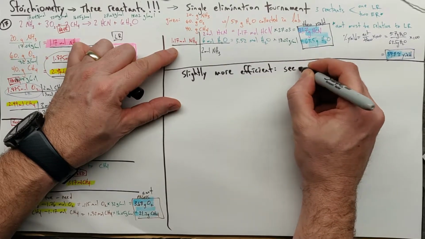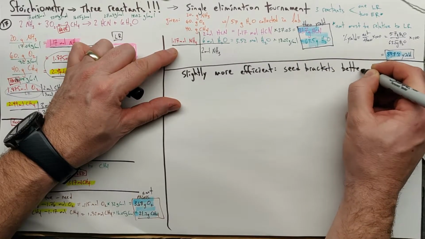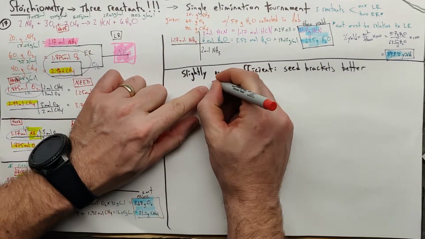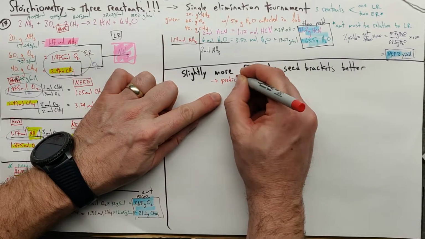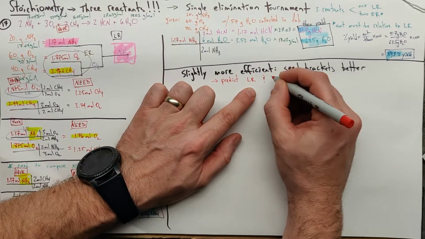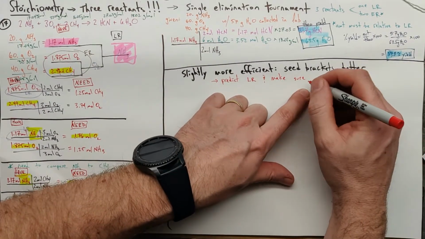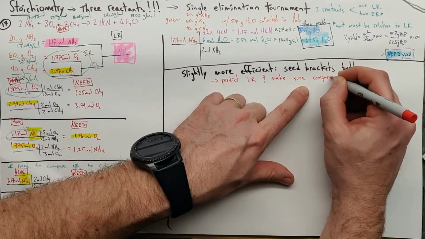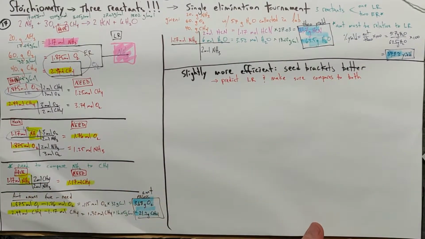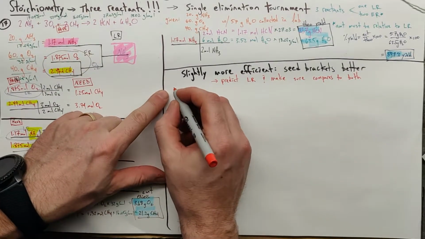Seed the brackets better. What I mean by that is we're going to predict our limiting reactant by looking at those ratios, and then we're going to make sure it's compared to both. It doesn't have a buy in the first round. It compares to both. All right? So let's look at what that tournament would have looked like and how it would have gone at least a little faster in this case.